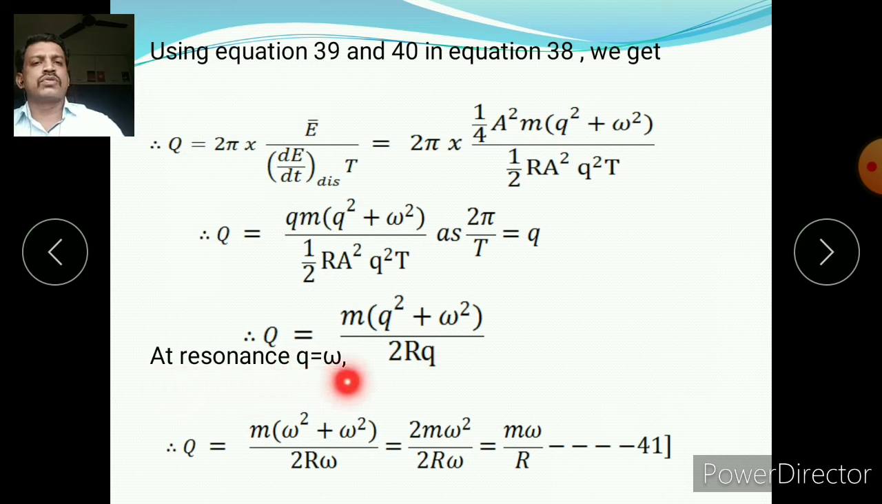At resonance q equal to omega, therefore capital Q, that is quality factor, equal to m (omega squared plus omega squared) upon 2r omega. Omega squared plus omega squared is 2 omega squared, therefore 2m omega squared upon 2r omega. 2 will cancel, omega will cancel, therefore Q equal to m omega upon r. So this is the equation of quality factor.